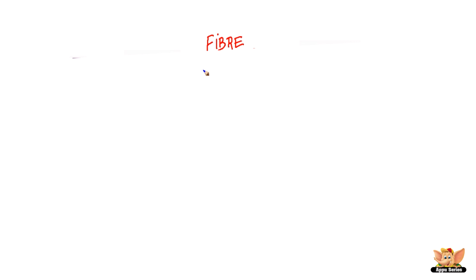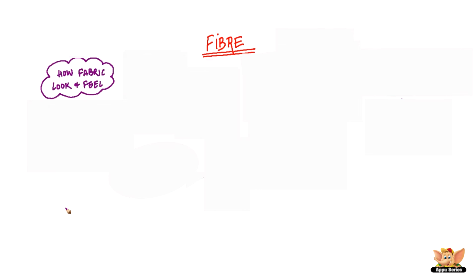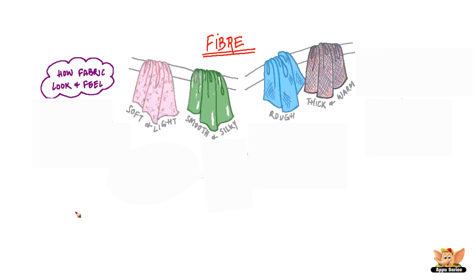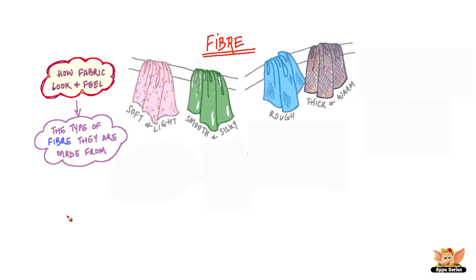Fiber. So now let's talk about where our fiber comes from. If you try to touch the different fabric around you, you will find that each feels and looks different. Some might be soft and light, while others might be smooth and silky. Some fabrics are rough when you touch them, while others might feel and look thick and warm. How different fabrics feel and look depends upon the type of fiber that they are made from.